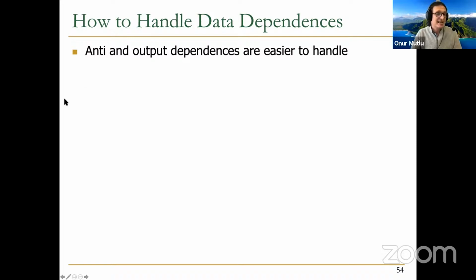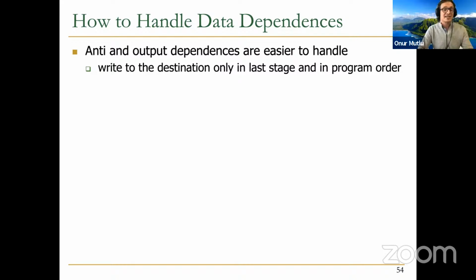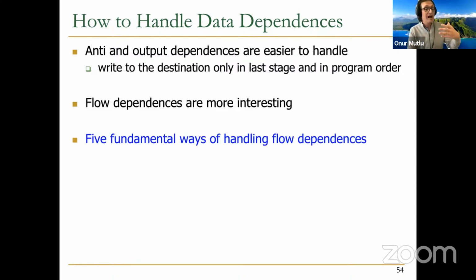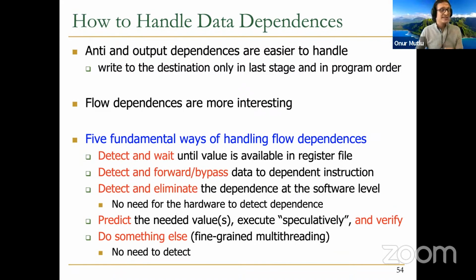So basically, as I said, anti and output dependencies are easy to handle. Write to the destination only in the last stage and in program order. Flow dependencies are more interesting. So we're going to focus a lot on flow dependencies. And there are five fundamental ways of handling flow dependencies. I mean, they implicitly somewhat handle the anti-dependencies also potentially, but that's not important. And we're going to see these.